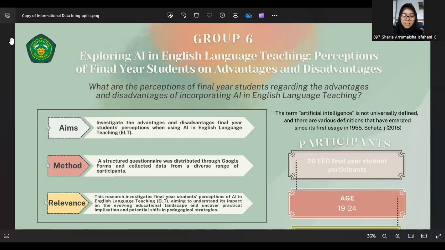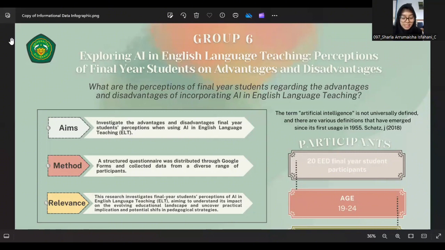The study was conducted using a questionnaire from Google Form, and this platform was chosen due to its user-friendly interface, its efficiency, and its ability to gather and organize the data. The participants of this study were invited via several social media to gather their responses, answering a diverse range of inputs. And the last, I will explain its relevance.